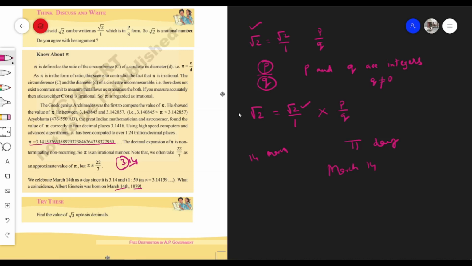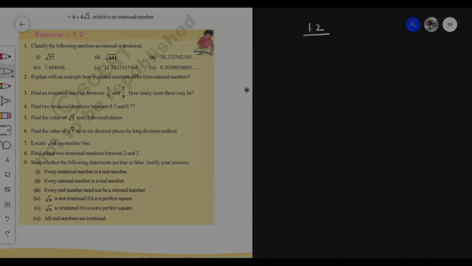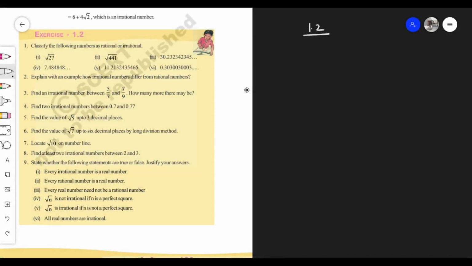Right, now let's quickly jump to exercise 1.2, a small exercise, so focus on it. Okay, let's go for exercise 1.2. Classify the following numbers as rational or irrational. So what about square root of 27? It is not a perfect square, that's why it is an irrational number. Okay, irrational number. There are only two categories until now, rational or irrational. That's what we are segregating all these things.